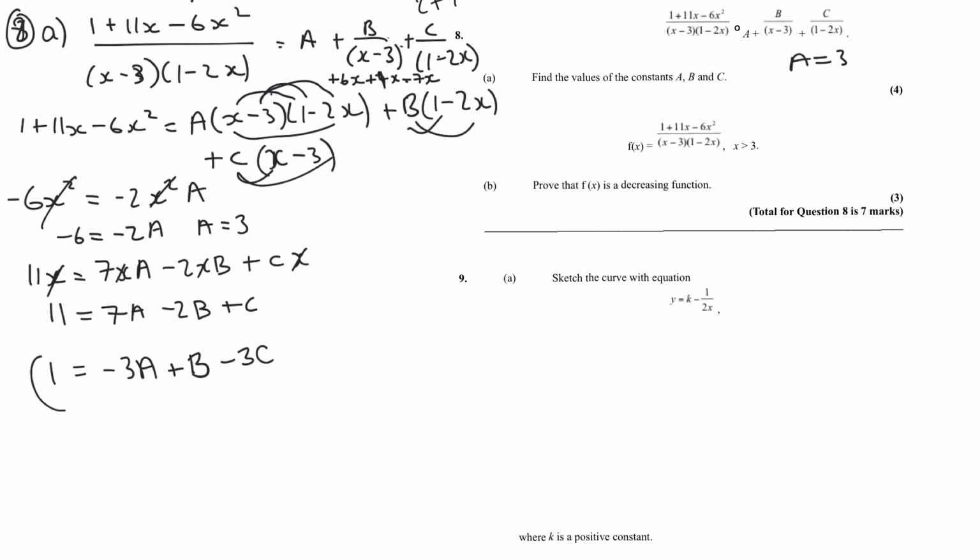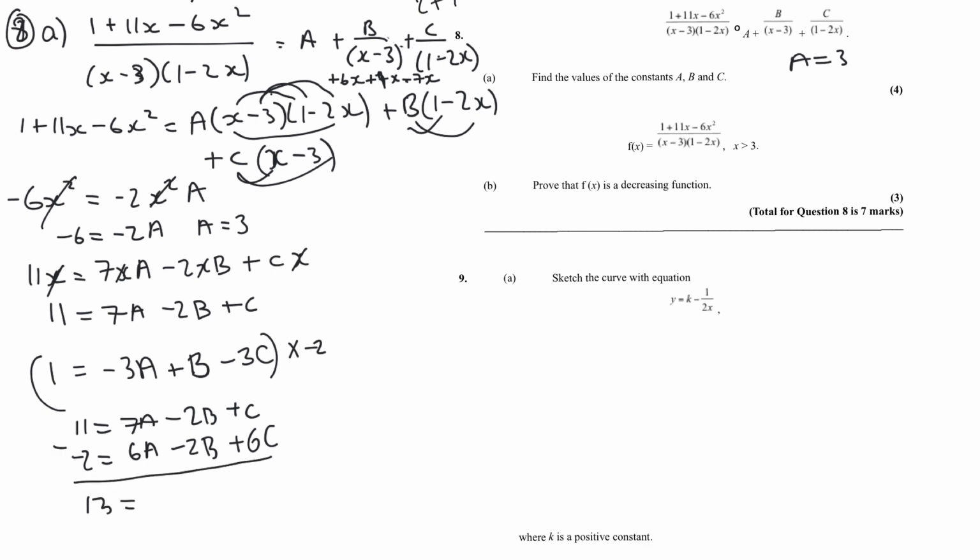So what we're going to do is solve them by simultaneous equations. So times that whole bottom one by minus 2, and the 11 one is not going to change, but the 1 by minus 2 will be minus 2 is equal to positive 6a minus 2b plus 6c. Take them away from each other, well, that ends up being 13 is equal to a, the 2b's end up cancelling out, and then minus 5c.